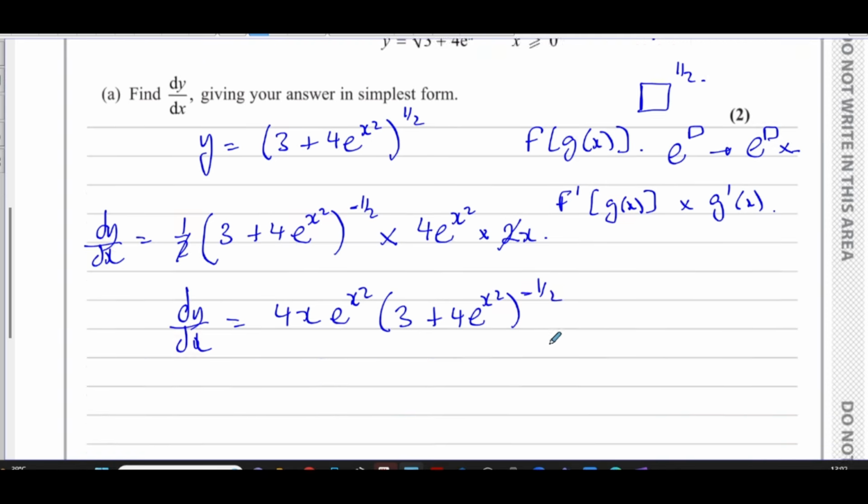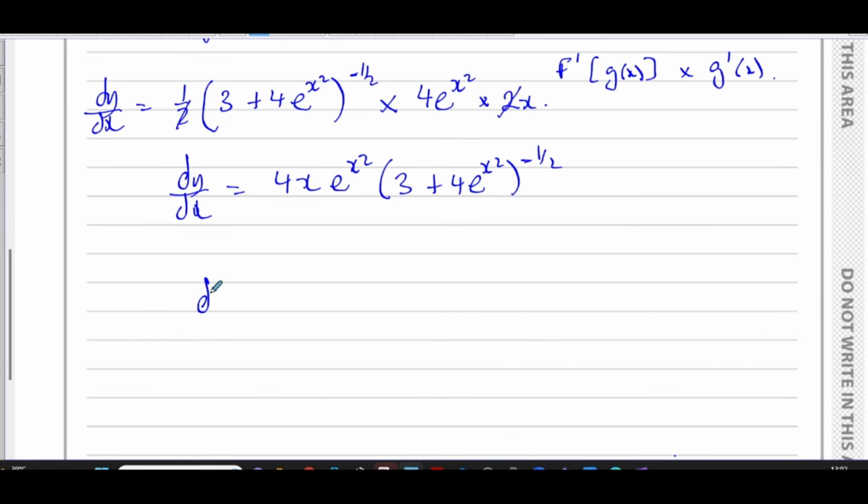We can leave our answer like this. We can also write the answer with this in the denominator: 4x e to the power of x squared divided by 3 plus 4e to the power of x squared, all to the power of a half. You could write this as a square root or power of a half as you wish. That's fine. We can leave the answer like this. So there's the answer to part a.